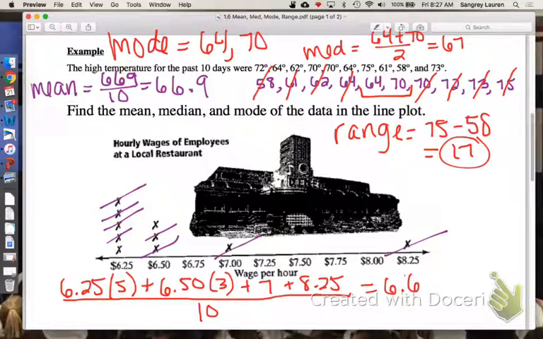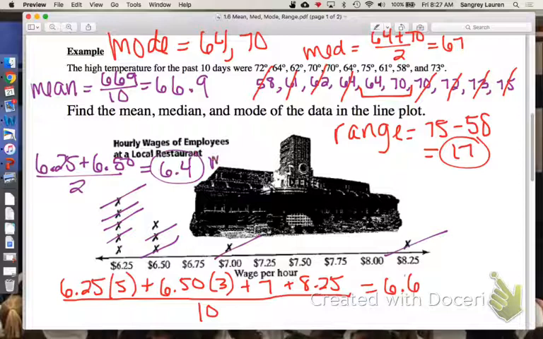So we're always going to add them together and divide by 2. So we have 6.25 plus 6.50, and we divide that by 2, and we should get 6.4. So that is the median.